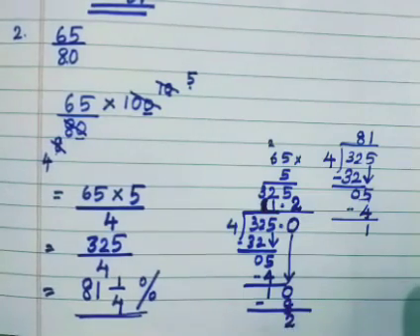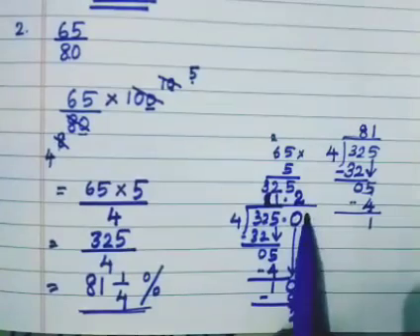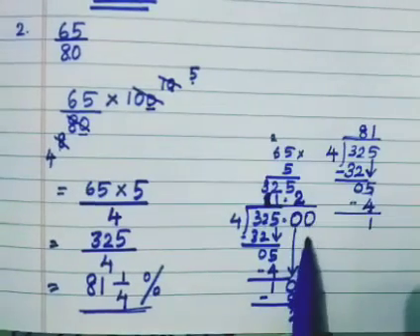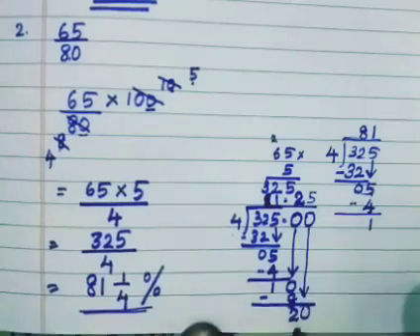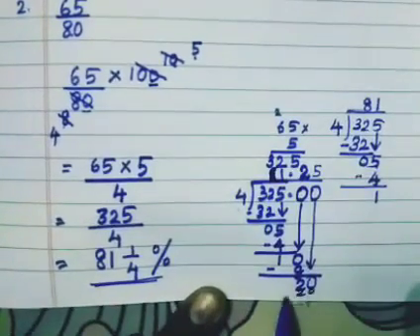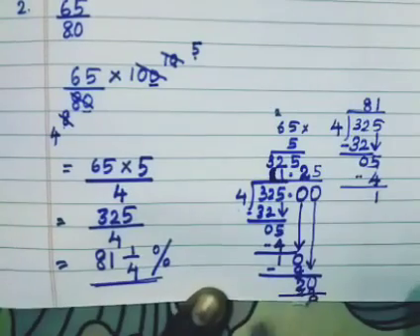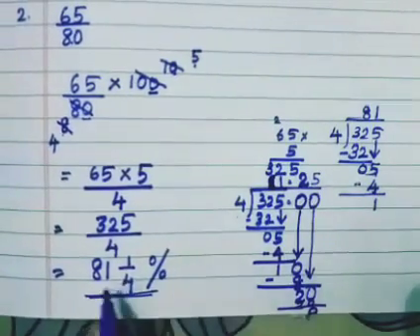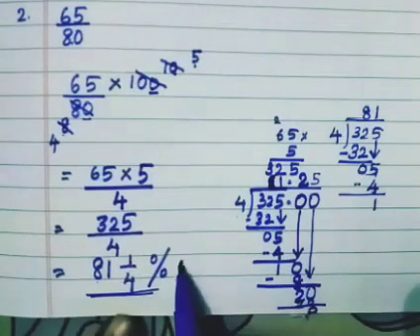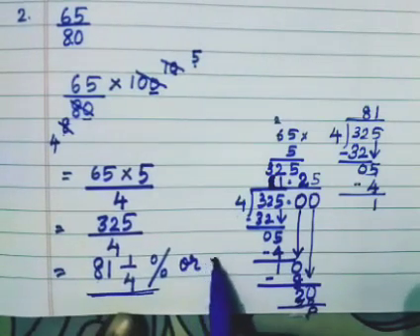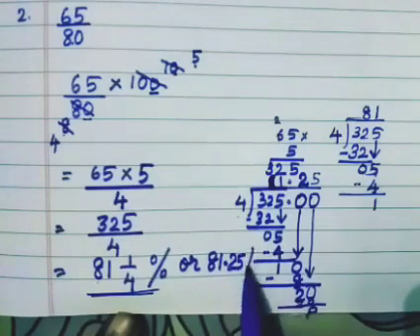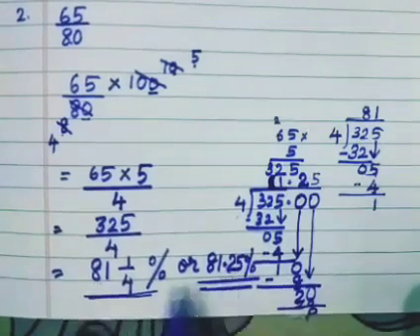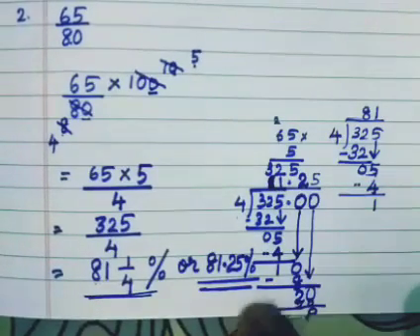Then again you can continue the division by putting a 0 here. Then bring down that 0. Then check how many times 4 goes in 20. 4 goes 5 times in 20. Now what is the remainder obtained? It is 0. So this 81 and 1 by 4 percent, you can write in decimal form also. It is 81.25 percent. Any one of the ways you can follow for writing the answer.